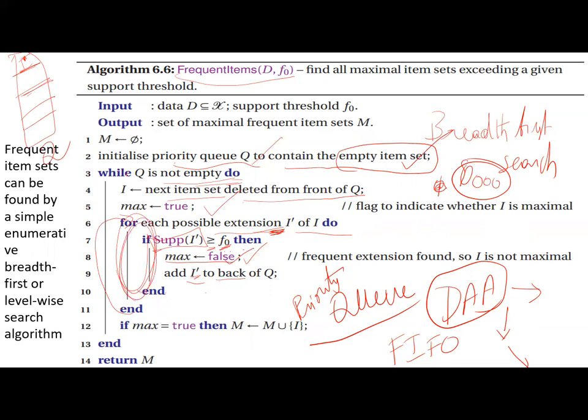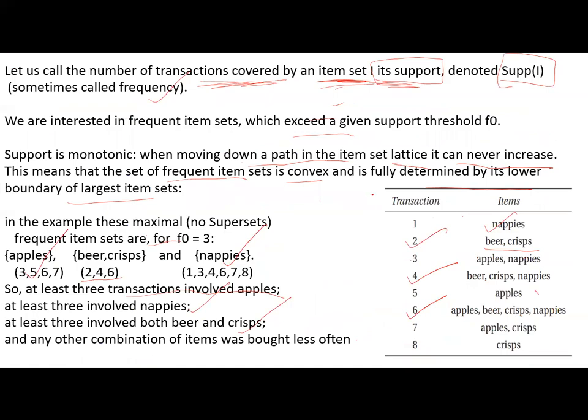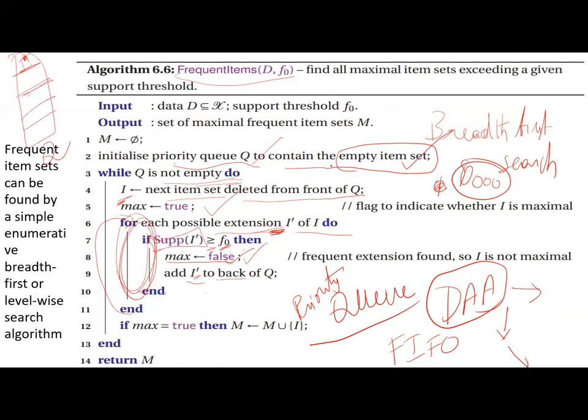Now we have to go back. I is equal to the next item set. Next we added I dash, no? We will be deleting that. Whichever is added in the beginning, that will be deleted. And then again we will find out. See, for example, in the above example, what are the nappies? Nappies is there. Suppose nappies.